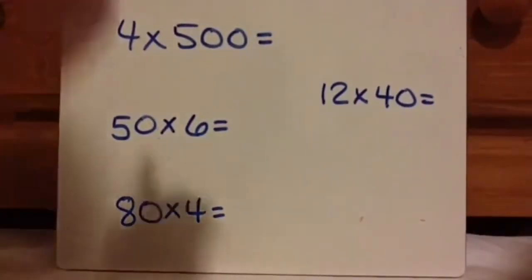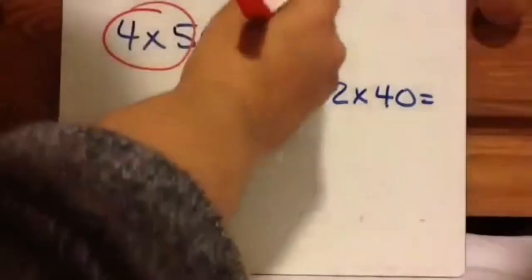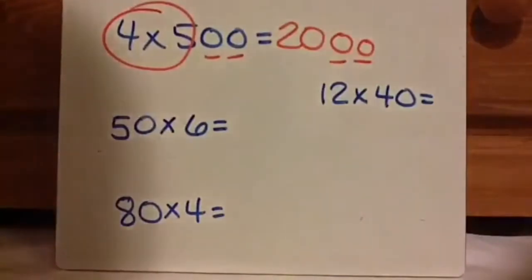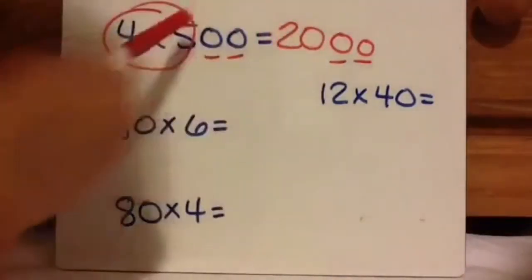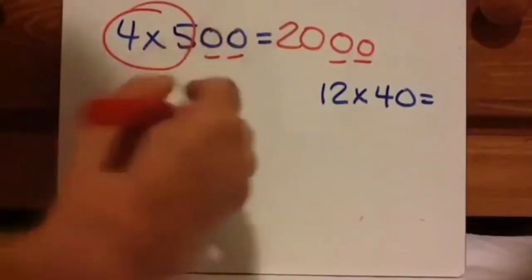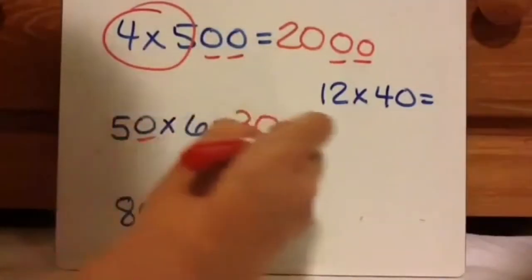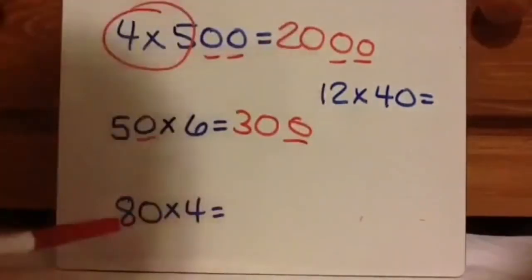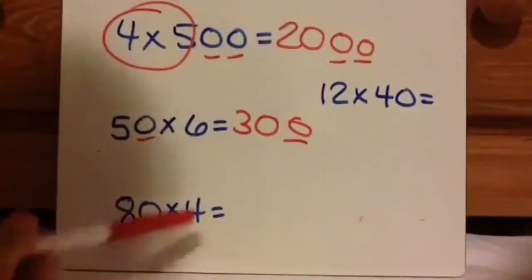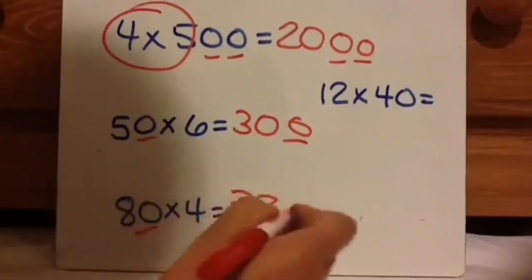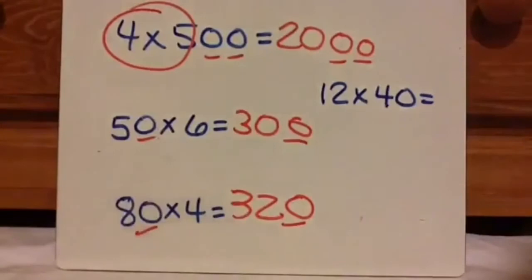Okay, so first part is 4 times 5 is 20. There are 2 zeros, so there will be 2 additional zeros in my answer. Remember, the 20 came from 4 times 5. 50 times 6, well, 5 times 6 is 30, and there is 1 zero in my question, so there will be an additional 0 in my answer. 80 times 4, 8 times 4 is 32. 1 zero in my question, 1 zero in my answer.